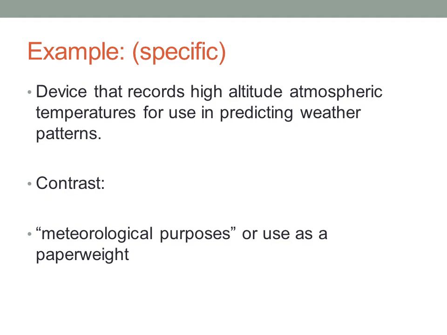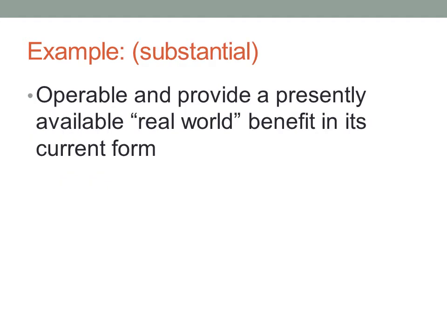Substantial. Has to be substantial. Has to be operable. The key here to substantial, meaning it's got to exist. It has to be operable and provide a presently available real-world benefit in its current form. Okay, so as long as the invention is capable of performing its proposed function, it need not be the best, and it need not be the only way of doing it, nor does it need to be capable of commercial success. It just has to work and have some sort of real-world benefit. That's what makes something substantial in the patent world.